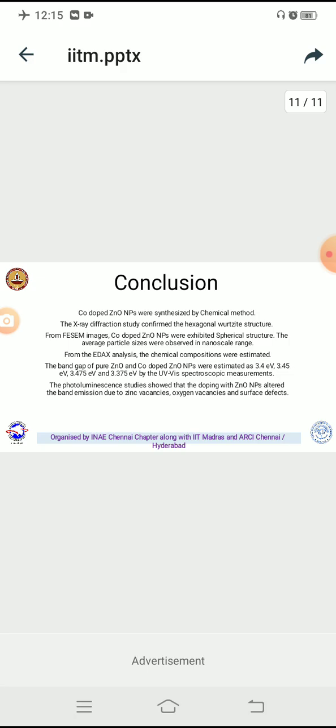From the EDAX analysis, the chemical composition was estimated. The band gaps of pure zinc oxide and cobalt-doped zinc oxide nanoparticles were estimated as 3.45 electron volt, 3.45 electron volt, 3.47 electron volt, and 3.375 electron volt by UV-visible spectroscopy measurements. The photoluminescence studies show that the doping of zinc oxide nanoparticles will alter the band emission due to zinc vacancies and oxygen surface defects. Thank you all.